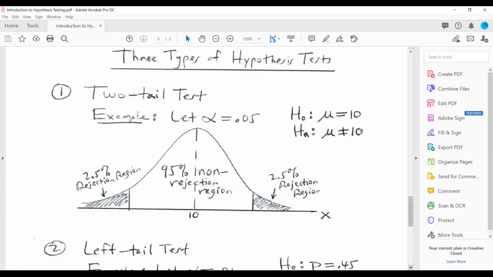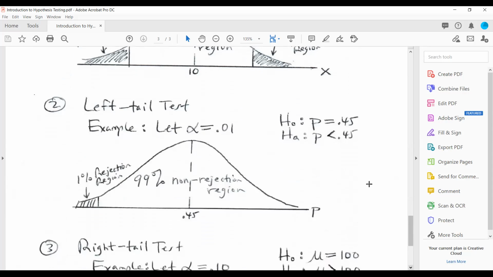Now suppose the wording of the problem we're looking at, and we're going to use a proportion in this case here, indicates that the alternative hypothesis, the competing hypothesis, is that the population proportion is less than 0.45. The null hypothesis is that it's equal to 0.45, but the alternative is that it's less than. Suppose in this case our type 1 error, probability of a type 1 error, or our level of significance is 0.01 or 1%. Now, this is called a lower tail test or a left tail test.